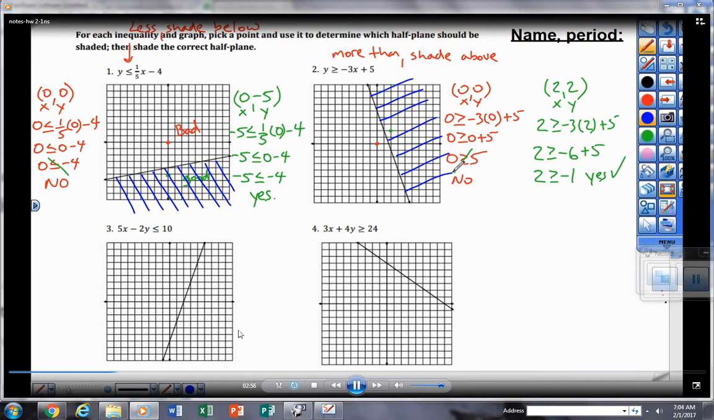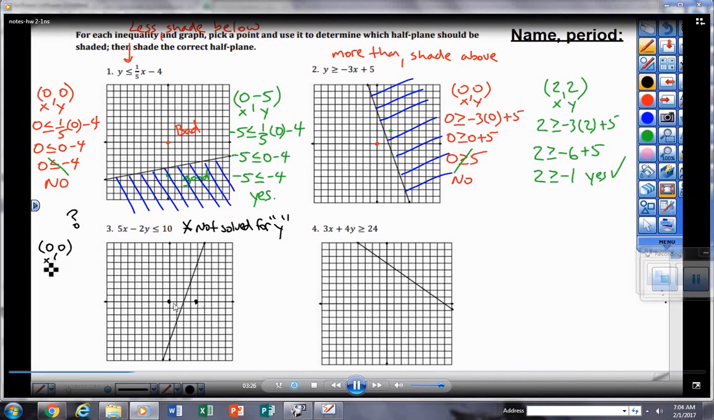When I do number 3, you have to be careful because it is not solved for y. Unless it's solved for y, I cannot really look at the inequality and know. I know this is going to be below, I know this is going to be above, but this one right here, it might be below, it might be above, I'm not sure. It is not solved for y. So this one, I'm going to do a blind check. I'm just going to plug in a point above the line, a point below it, and then see which one works.